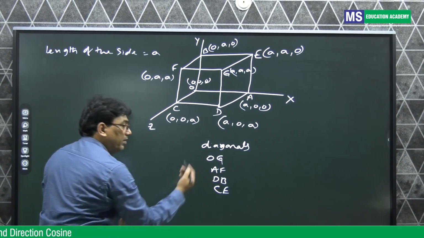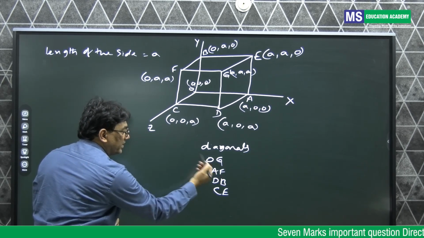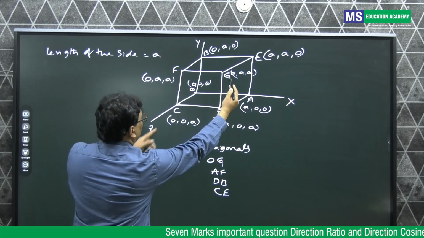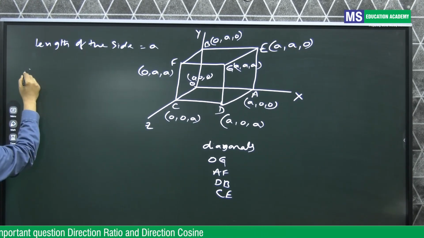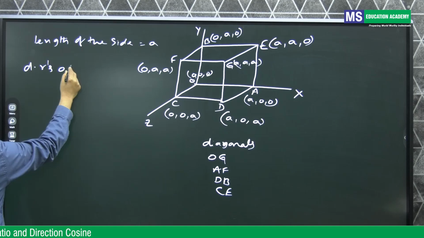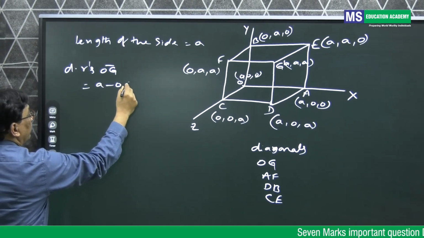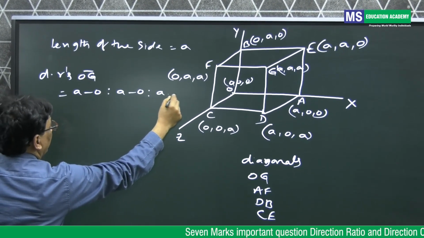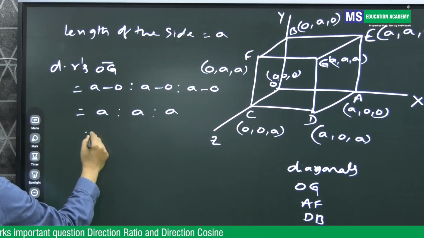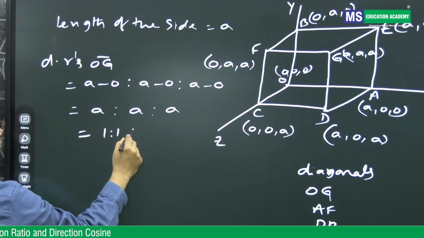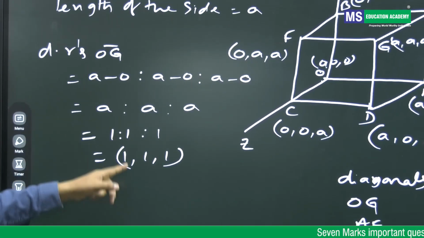Direction ratios of OG means the second point vertices minus the first point vertices we have to write. OG means G and O, if you observe, A minus 0, A minus 0 and A minus 0. That is the ratio A minus 0 is to A minus 0 is to A minus 0. A can be cancelled, it becomes 1 is to 1 is to 1. We can write it as 1, 1, 1. These are the DRs of OG.